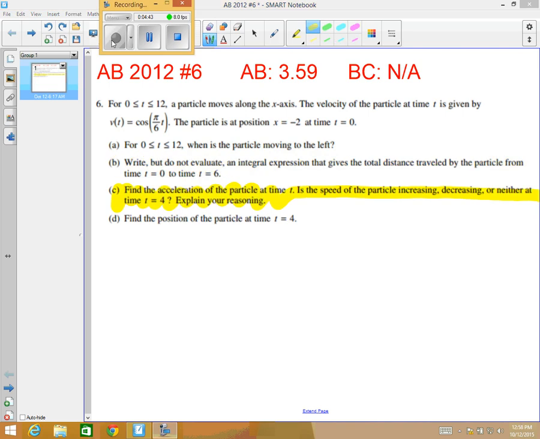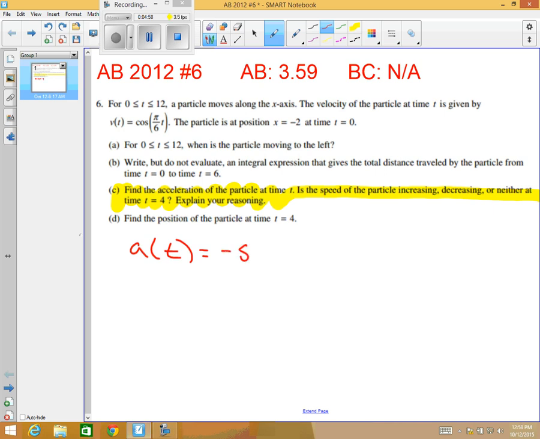Part C asks us to find the acceleration of the particle at time t. We should know that acceleration is the derivative of velocity. We were given the velocity equation. We just find the derivative. Derivative of cosine is negative sine. Leave the inside alone. Chain rule says multiply by pi over 6. You can put the pi over 6 in front if you want. It doesn't matter. Now it's asking you, is the speed of the particle increasing, decreasing, or neither at time t equals 4?